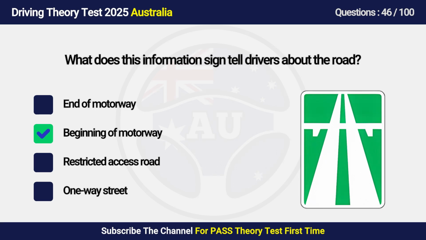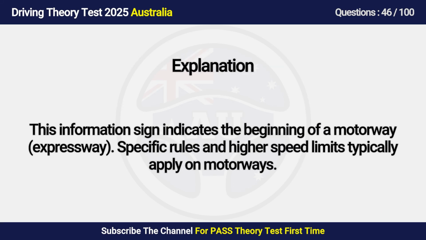Answers is B, beginning of motorway. This information sign indicates the beginning of a motorway expressway. Specific rules and higher speed limits typically apply on motorways.